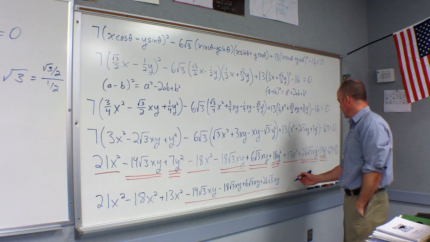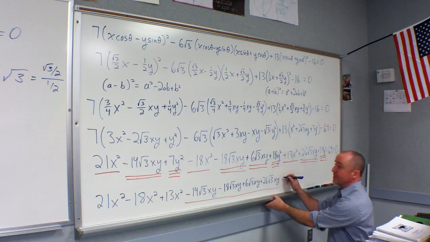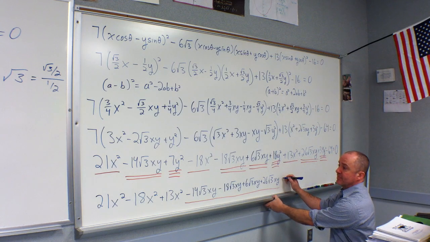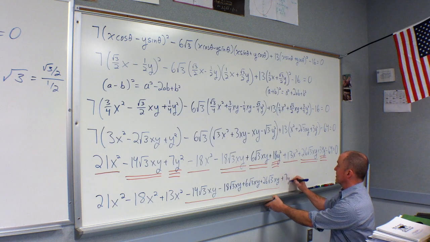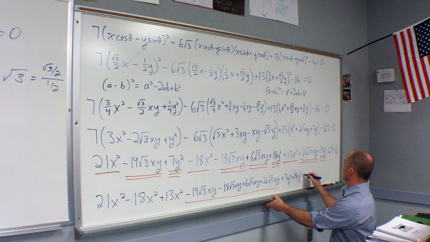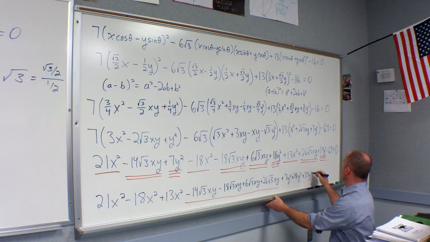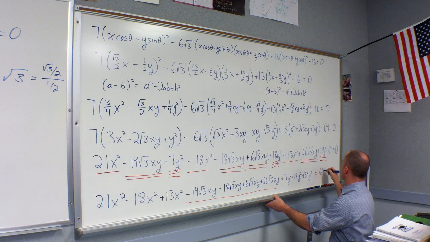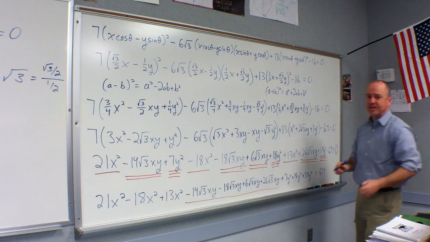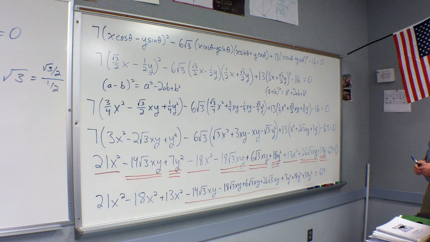Nicely done, guys. And then the y squareds are 7y squared, plus 18y squared, plus 39y squared. Excellent. And then instead of minus 64 equals 0, I'm going to go ahead and say equals 64. Add the 64 to both sides.